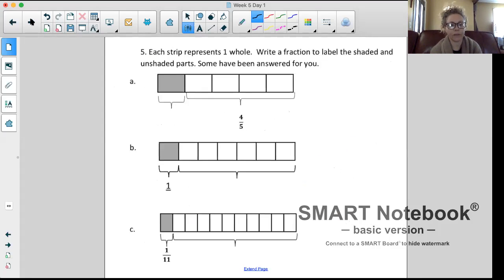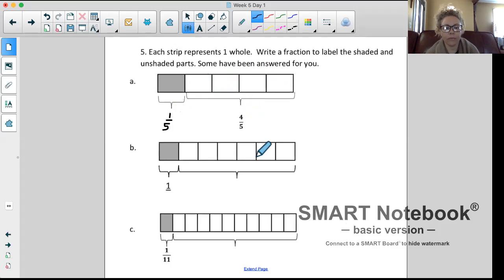Okay. Let's move on. Each strip represents one whole. Write a fraction to label the shaded and unshaded parts. Some have been answered for you. So in this first figure, we see 1, 2, 3, 4, 5 equal parts. These are fifths. And we know that too because down here they've labeled 4/5. 4/5 are unshaded. What is shaded? 1/5. Very good.